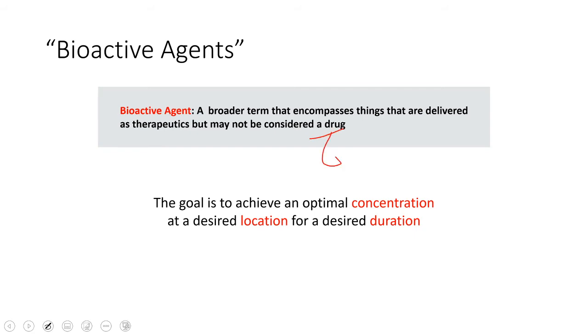A very good example would be radiation, because I don't think radiation is commonly thought of as a drug, but it might be considered a bioactive agent. And so the big goal in drug delivery, or bioactive agent delivery, is to achieve an optimal concentration at a desired location for a desired duration. These are three words that will come up a lot in this lecture.